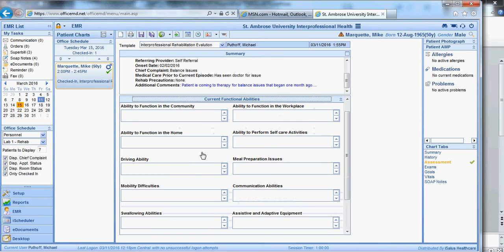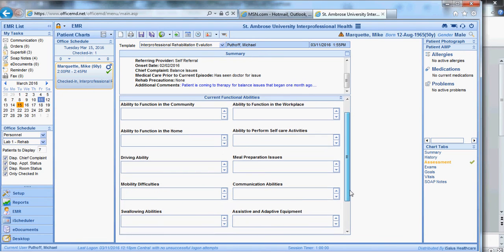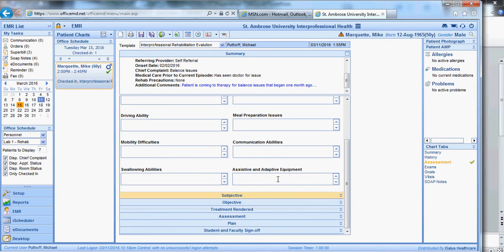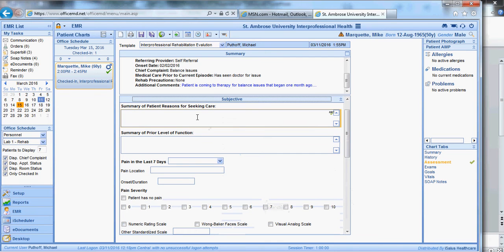Now we go in current functional abilities, and as rehab professionals, this might be where we put a lot of things in here. So we're looking at a community-based workplace, in the home, driving, mobility, even has some issues here with swallowing, adaptive equipment, etc. Moving down this way, subjective, the reason why the patient's seeking care, prior level of function, were they completely independent, etc., or is this a long-standing issue?